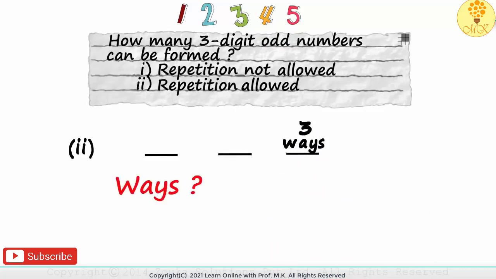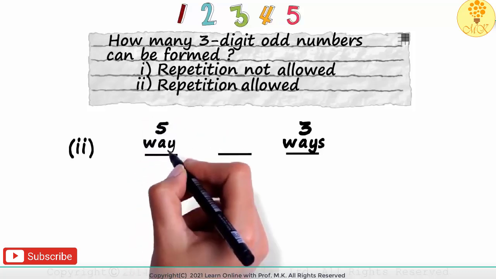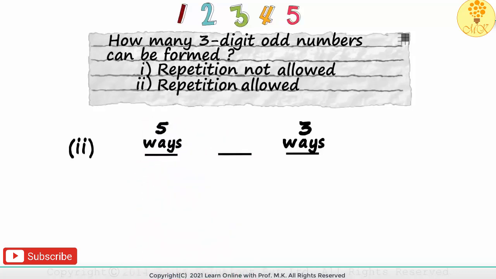In how many ways can we fill the hundreds place now? What do you think? As one digit is used here, the hundreds place can be filled in 4 ways, correct? No, it's not. Don't forget, repetition is allowed. We can use the same digit here as well. 5 ways in which the hundreds place can be filled. Any one of the 5 digits.